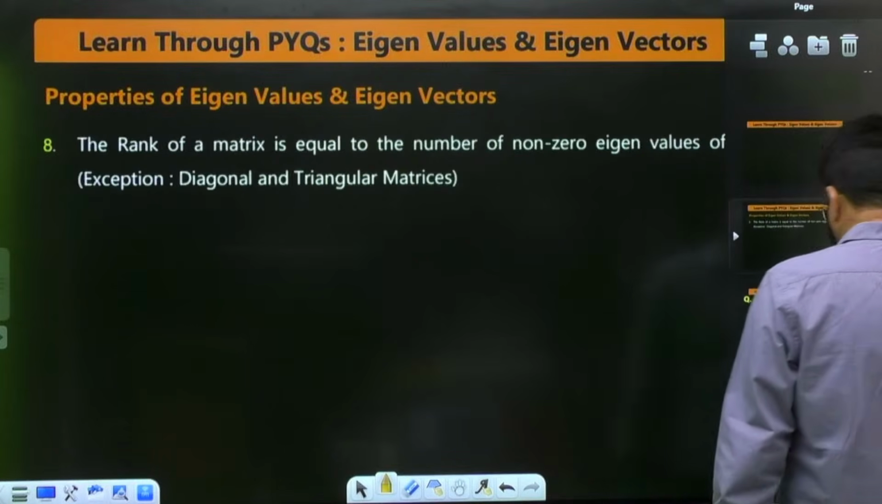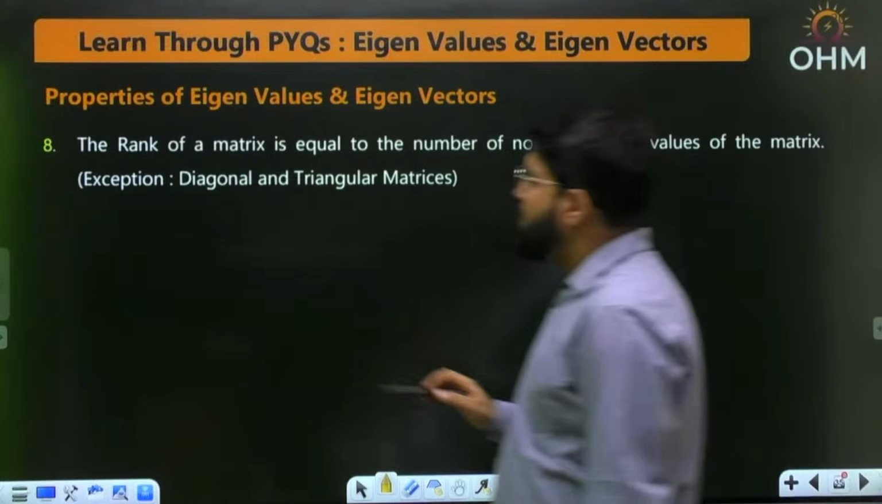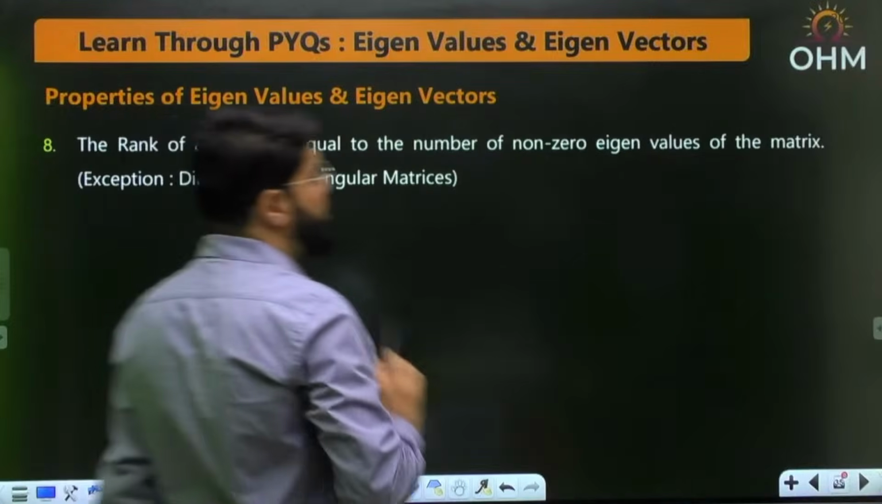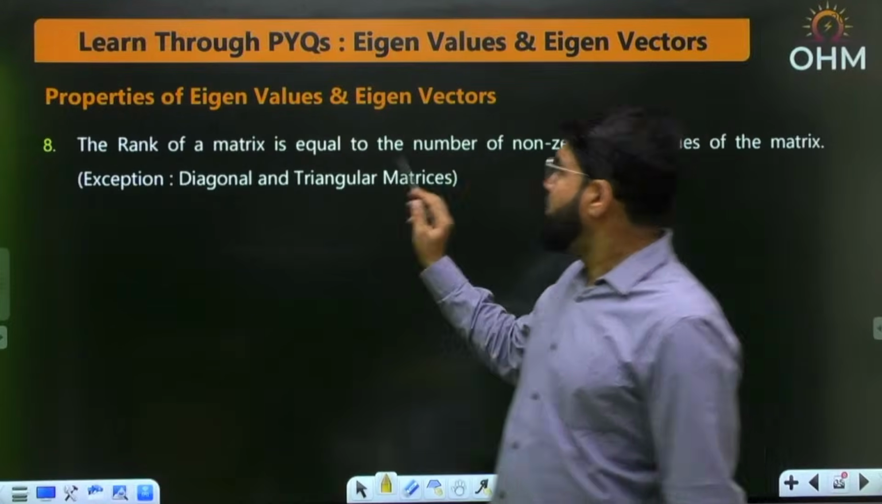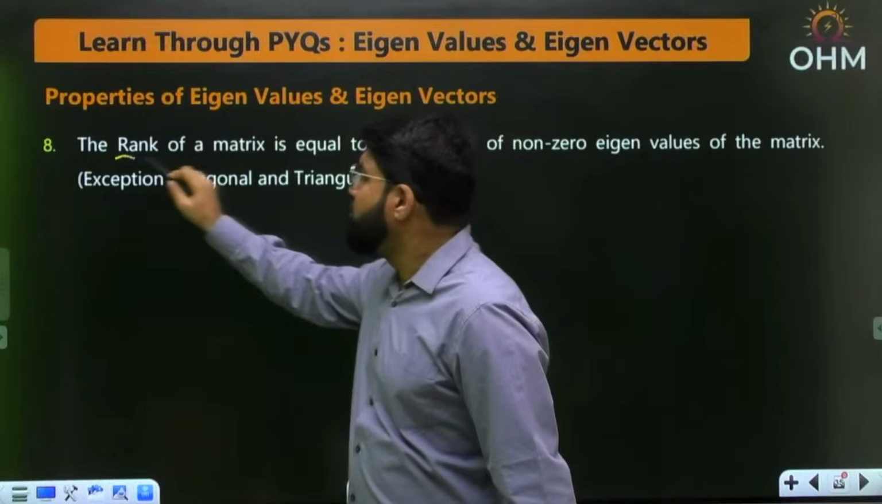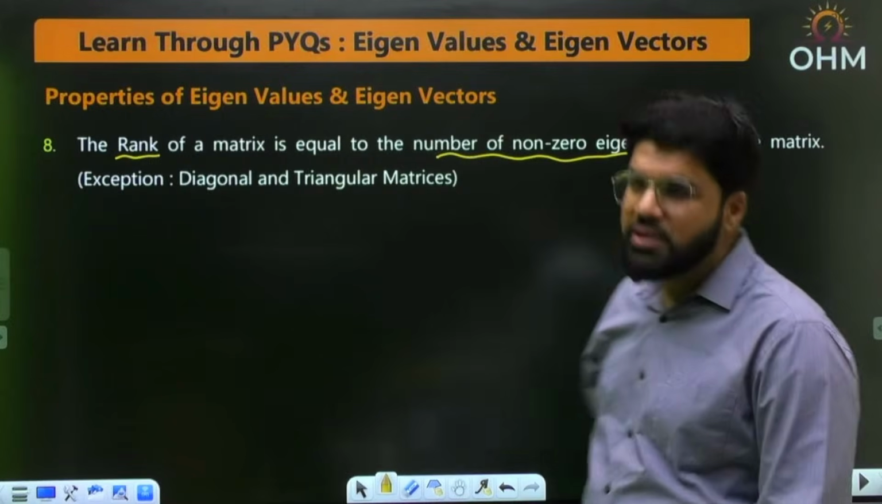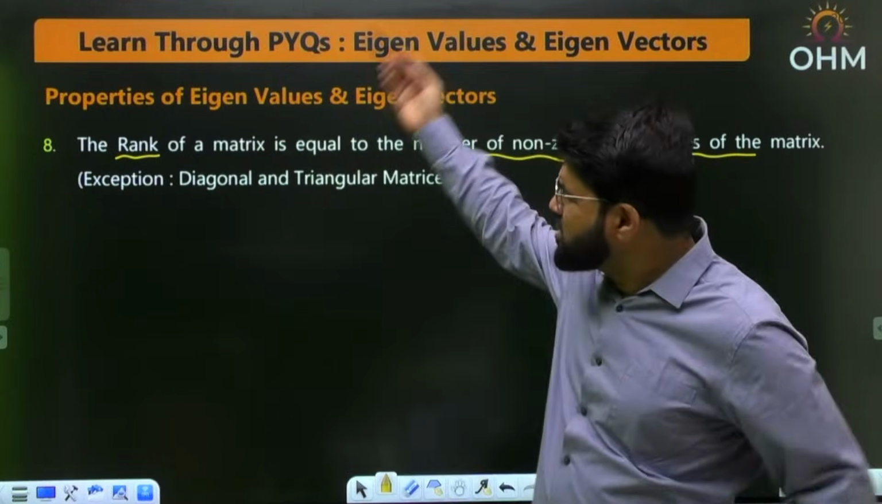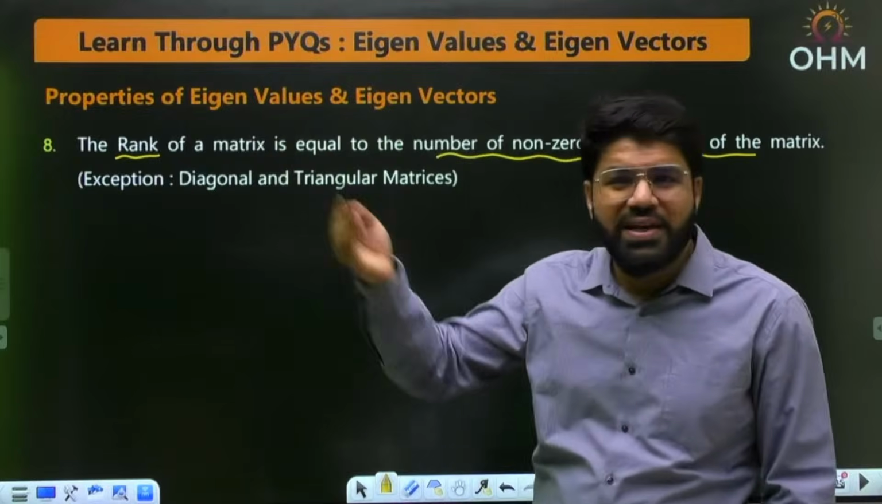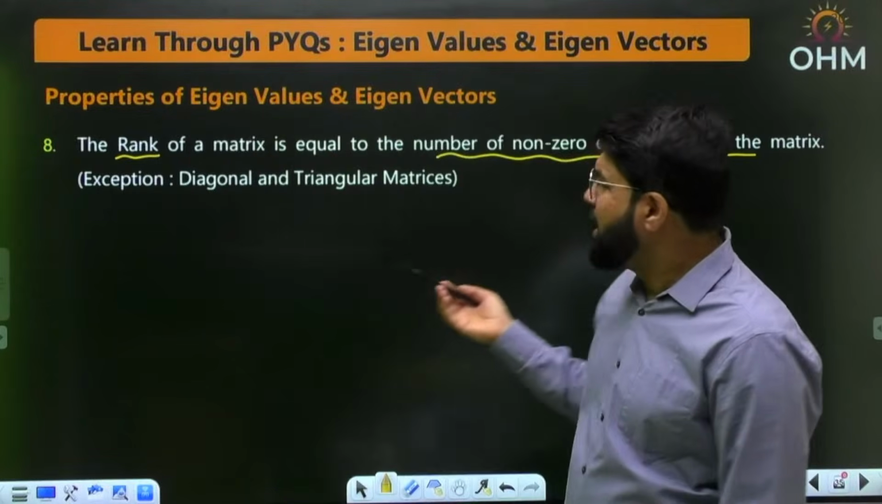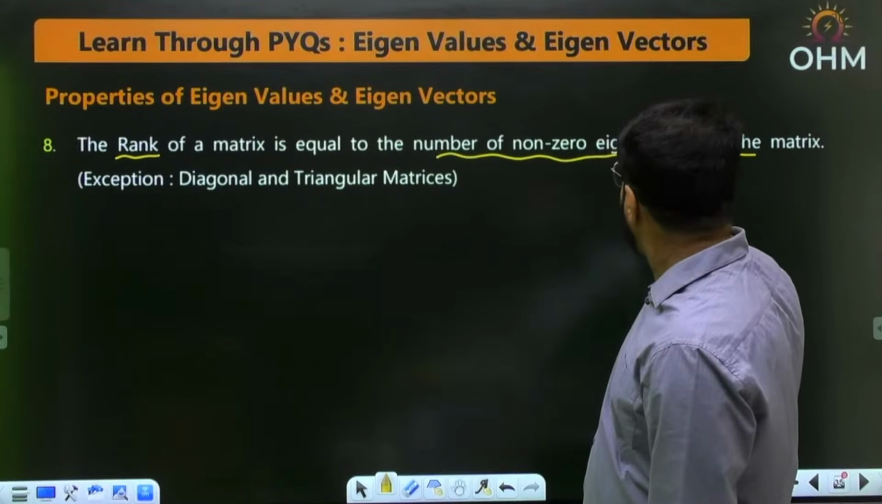Just be aware of this property: the relation between rank and eigenvalue. The rank of a matrix is equal to the number of non-zero eigenvalues of the matrix. You can go to the previous first or second question and tally it. The rank is the number of non-zero eigenvalues.